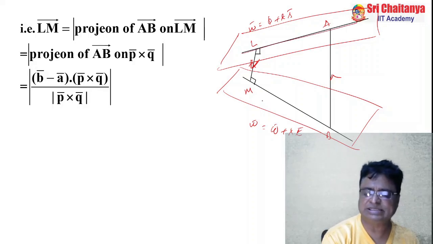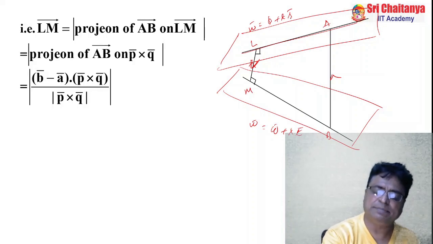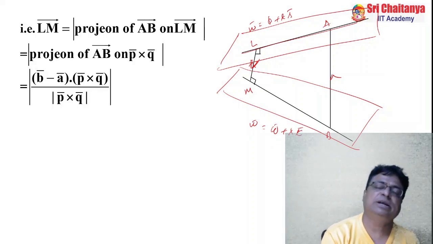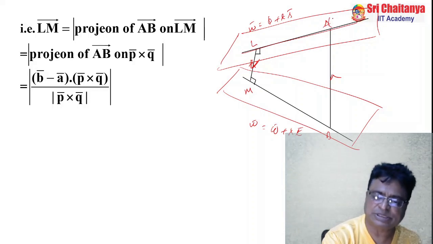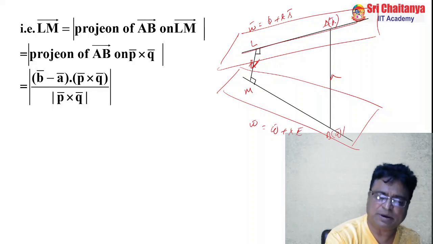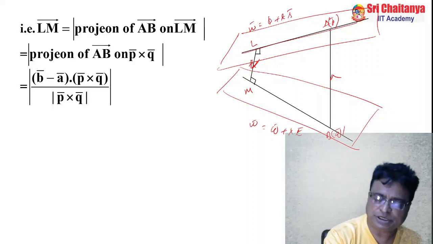This is one line and this is another line, because this is the equation of a line passing through the point P bar and parallel to the vector S bar. This is the equation of a line passing through the point Q bar and parallel to the vector T bar. So this is what? This is the projection of AB bar, because suppose this is P bar and this is Q bar. This is vector AB bar. So the projection of this vector AB bar on LM bar.